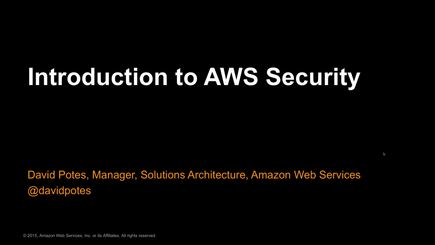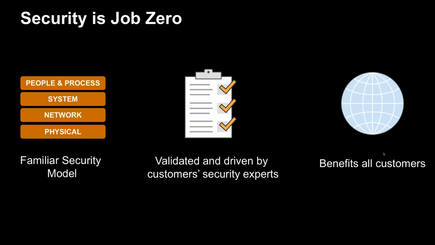And welcome. I'm David Potes. I want to talk a little bit about AWS security and kind of how we look at and approach security at AWS. So at AWS, security really is job zero. I mean, we actually say this all the time, and we back it up with processes and people and tools. And there's a familiar security model. So if you're familiar with how to stack these things together, this is going to look really familiar to you. And we're really validated and driven by the security experts at our customers. And all of our customers get the benefits of this robust security infrastructure, whether you're large or small.